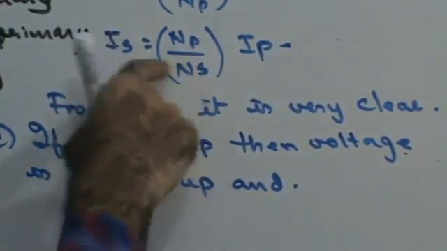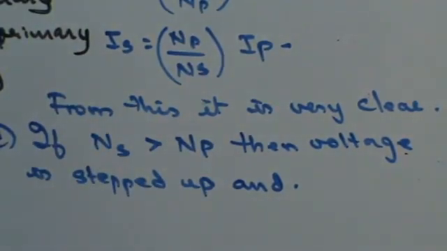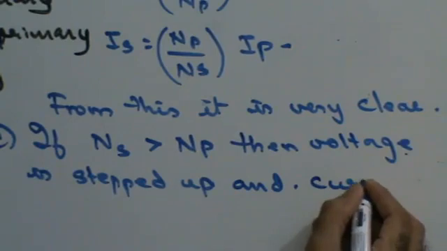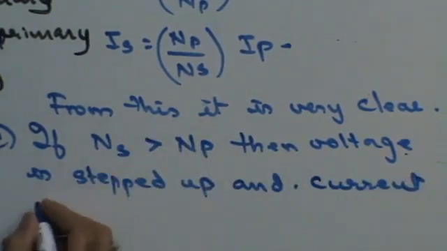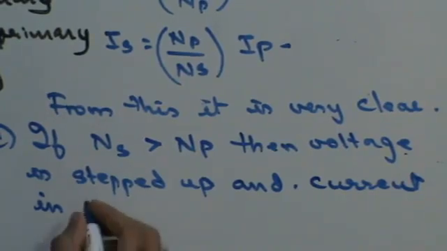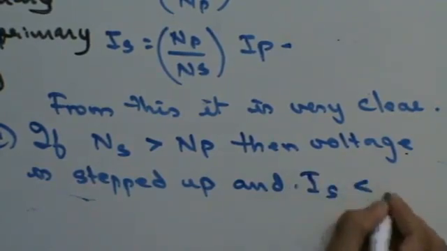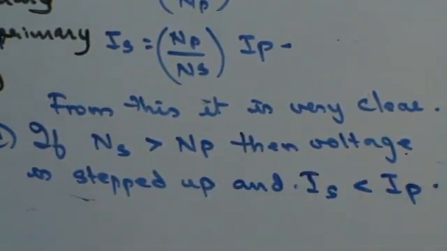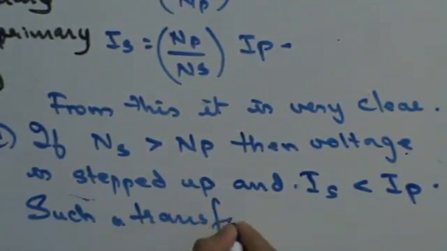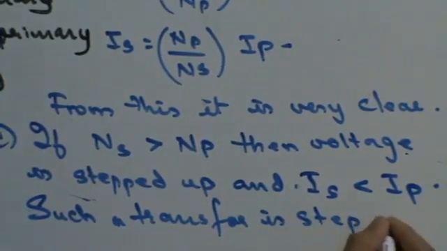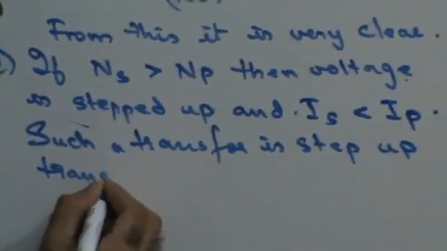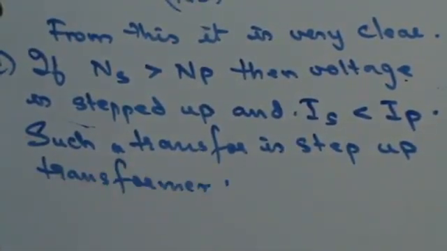Since the answer is less than 1, the current in secondary is going to be reduced, and the current in secondary will be less than the current in primary. Such a transformer is a step-up transformer. So in a step-up transformer, the voltage is stepped up whereas the current is reduced. Do we get this thing here?